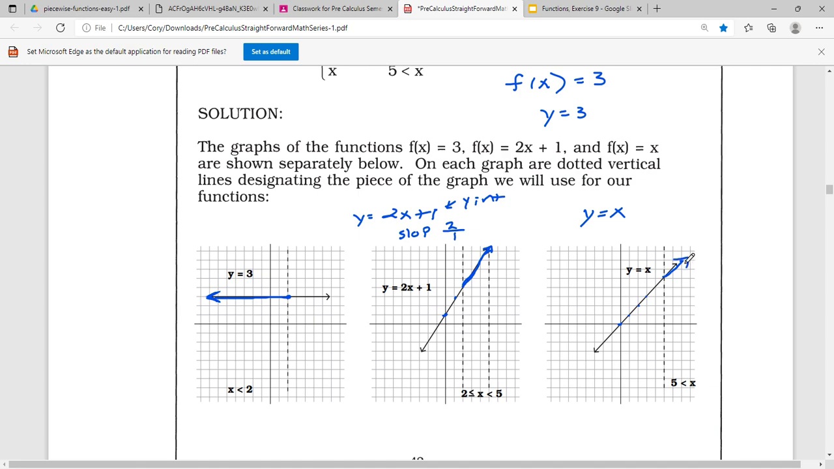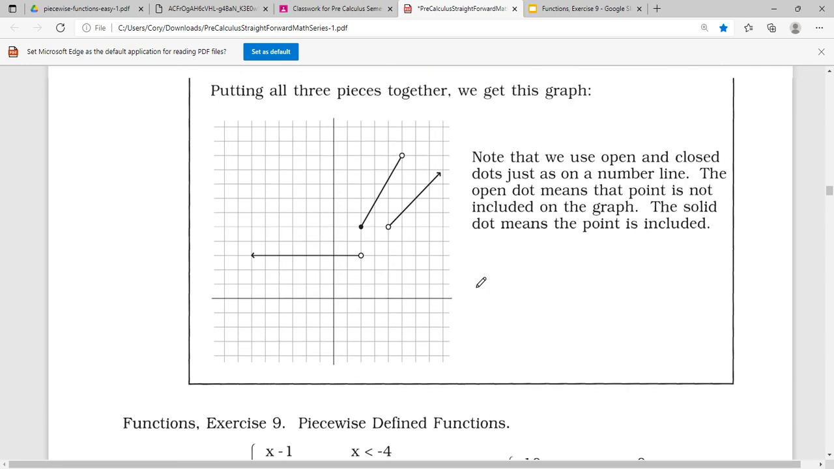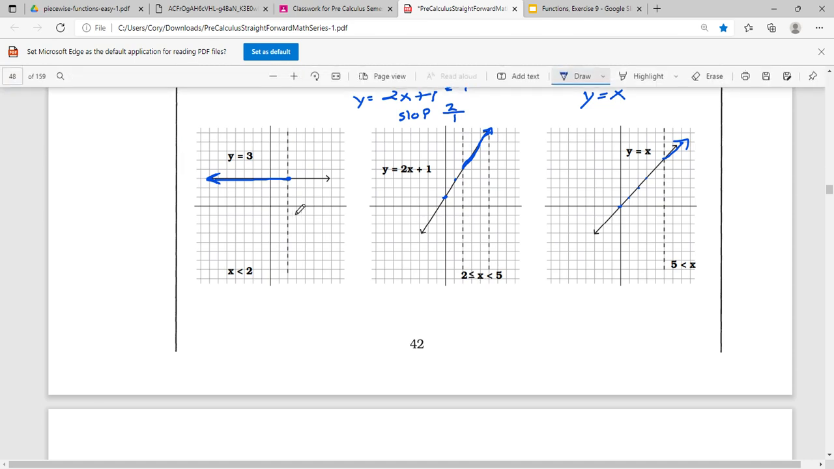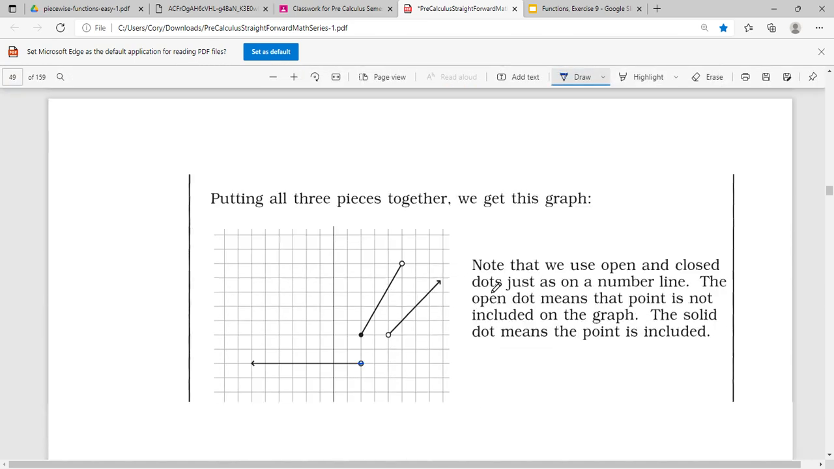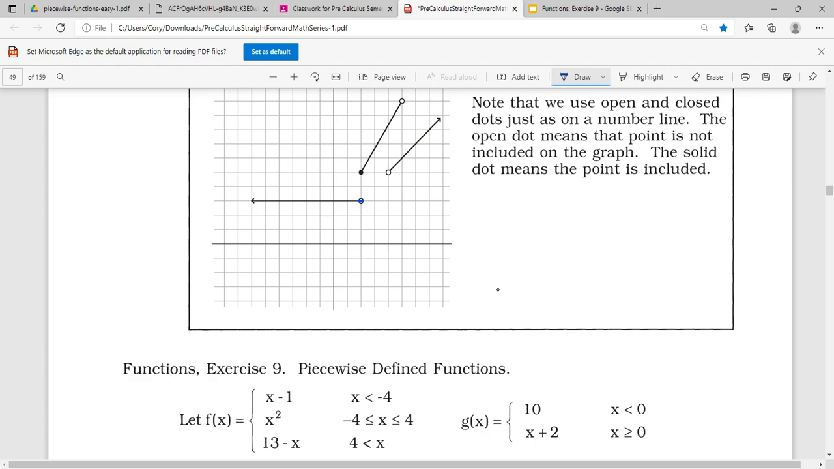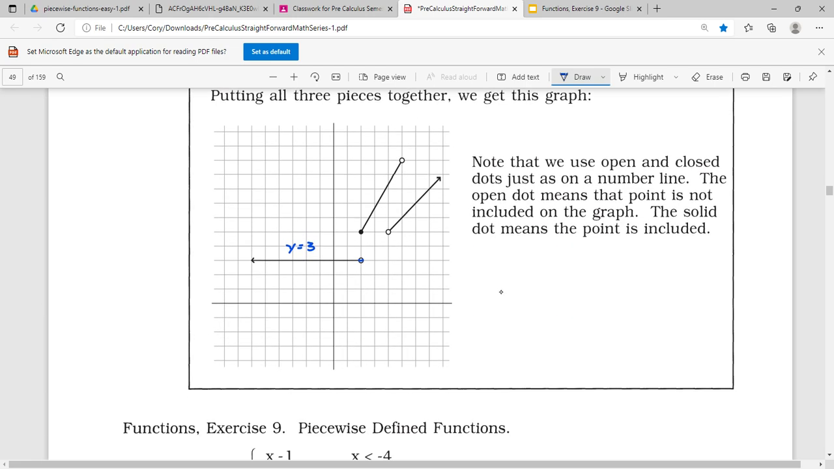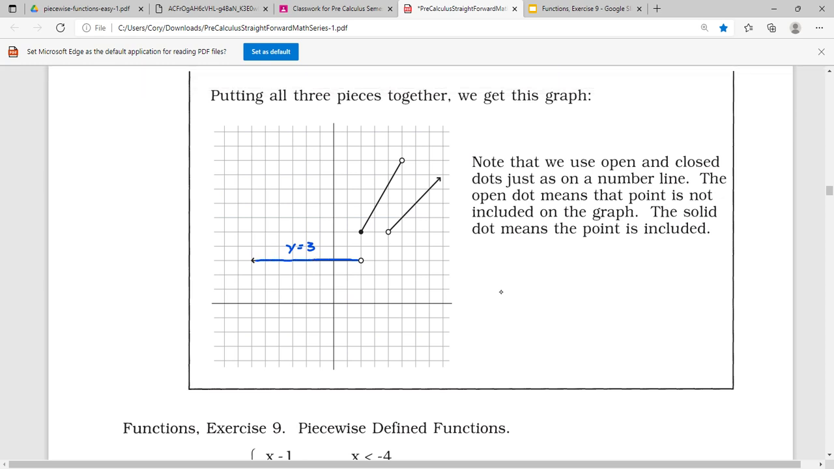So if we want to graph all these on one coordinate plane, it would look kind of like this. This is our first one, where everything is y equals 3, and this is only for values less than 2. So it starts at 2, and we use an open circle right here, not filled in, because values are less than 2, not equal to 2. And that keeps going forever in that direction.